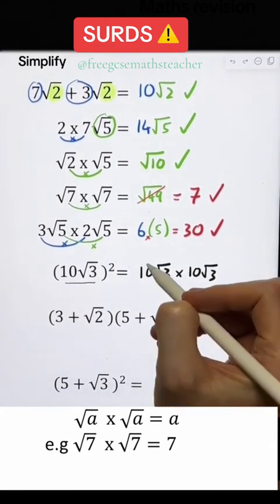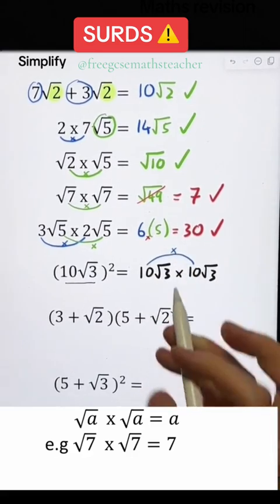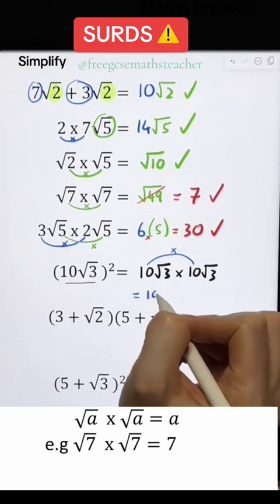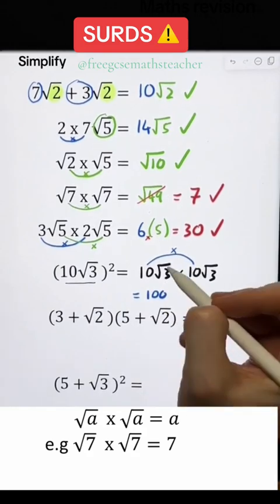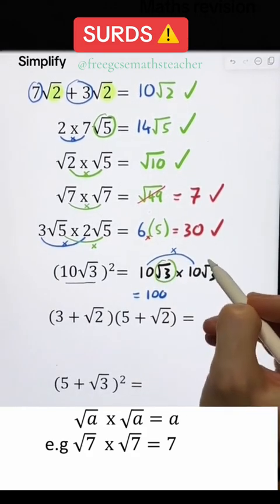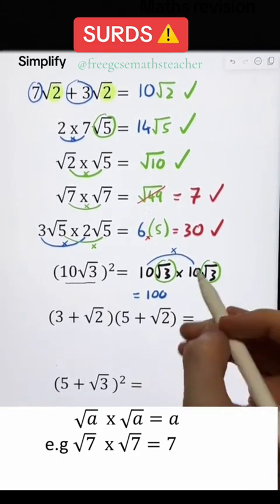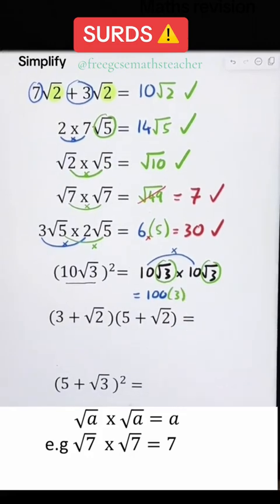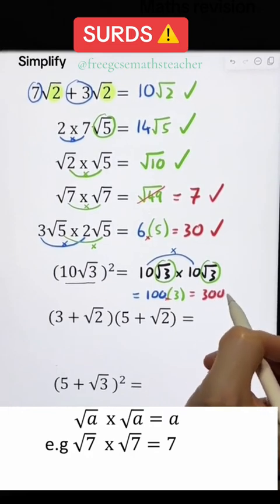We know when multiplying surds, if the number is on the outside, we times them on the outside. Here 10 times 10 will give us 100. And if the numbers are on the inside, we times them on the inside. But we know a root multiplied by itself will just give the number or letter back. So root 3 multiplied by root 3 will simply be 3. And we know 100 multiplied by 3 will give us 300.